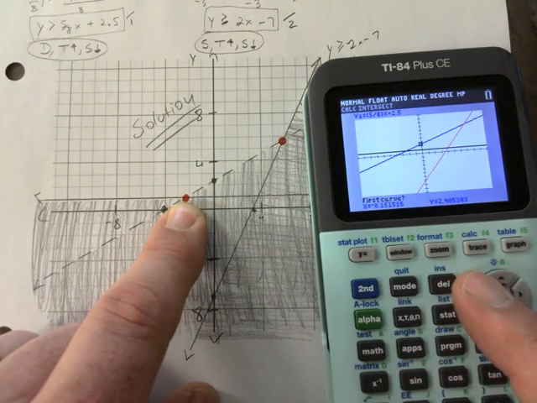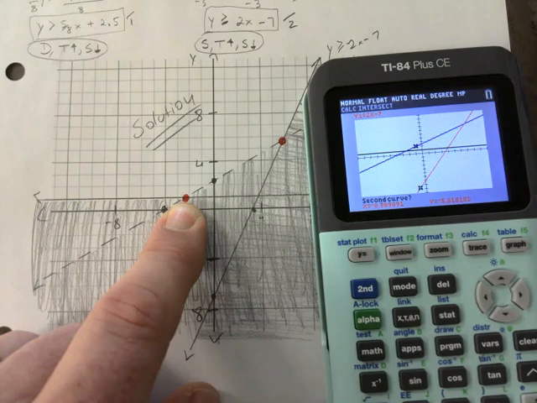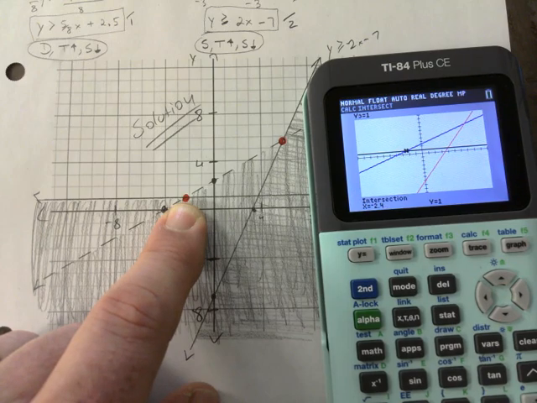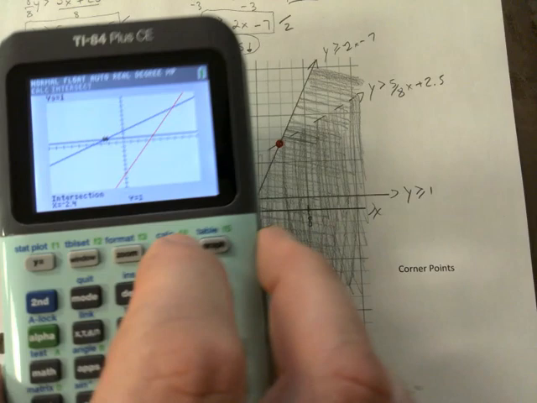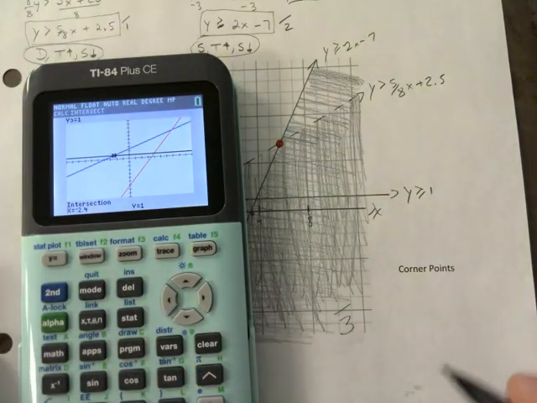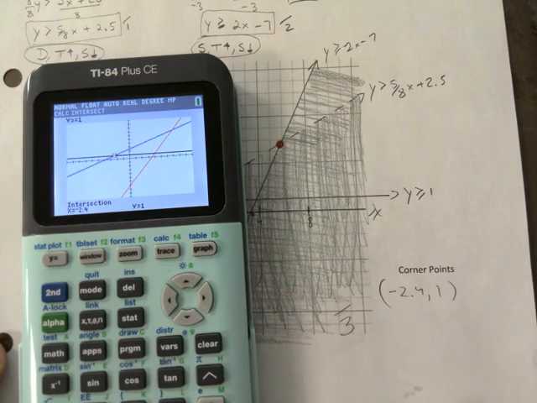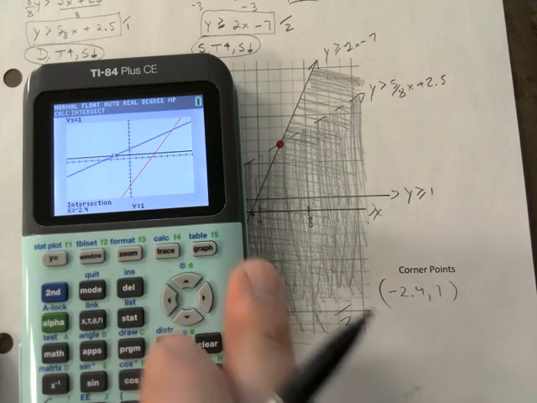Second trace 5. So I'm already on the blue line, enter. I want to be on the black line. So I'm going to cycle through until I'm on the black line and hit enter repeatedly until I get it. So it's 2.41. Oh, -2.4. I have to be careful there. -2.41 is one of the corner points.